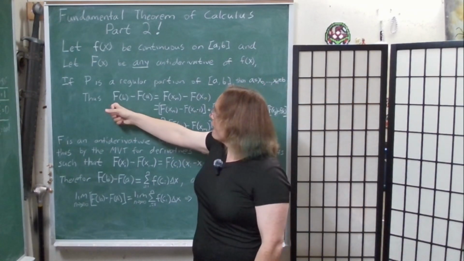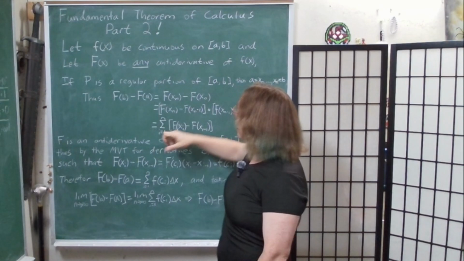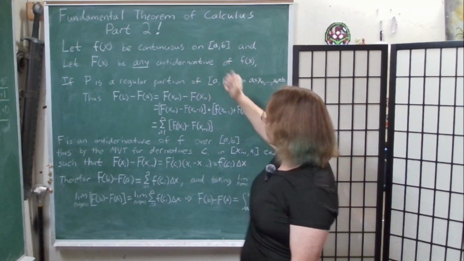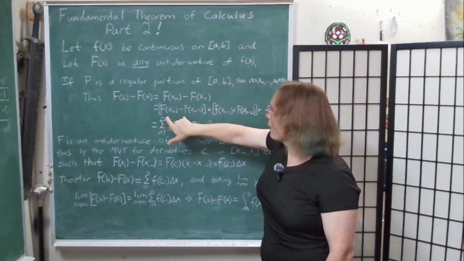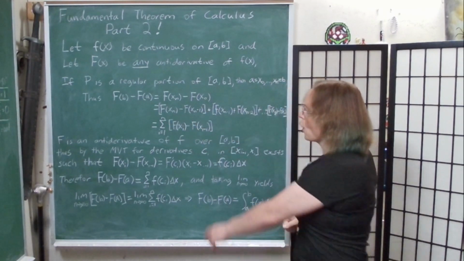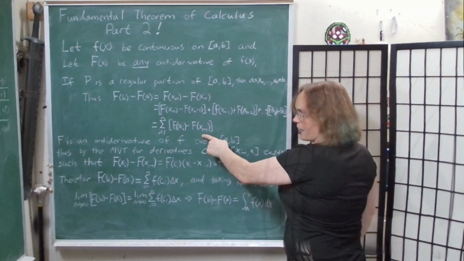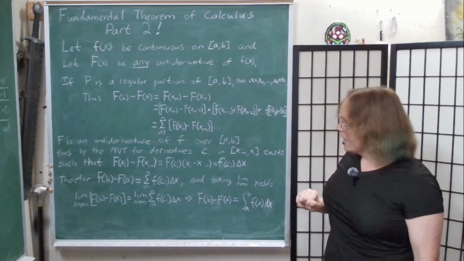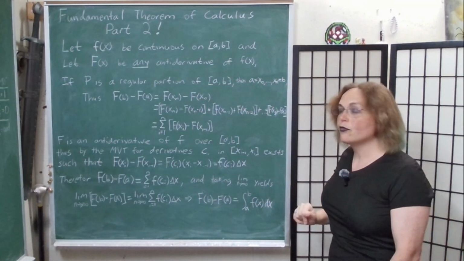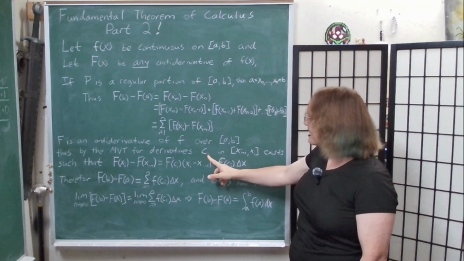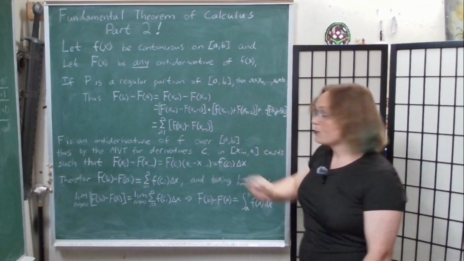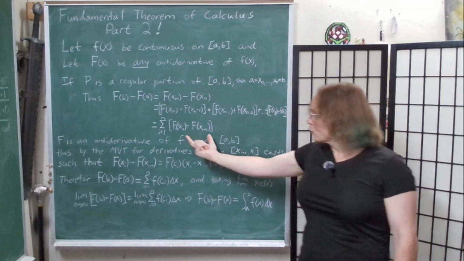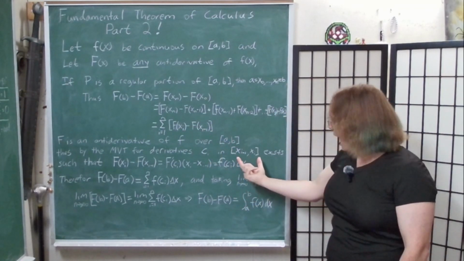So thus, F(b) minus F(a) is simply going to be F(x_n) minus F(x naught), and then this can be rewritten as the sum of those partitions, which we're going to rewrite in summation notation. So because F is an antiderivative and it's continuous, we know from the mean value theorem that we can find some c sub i for each of those partitions. And we're going to use the actual ends of those partitions as our interval.